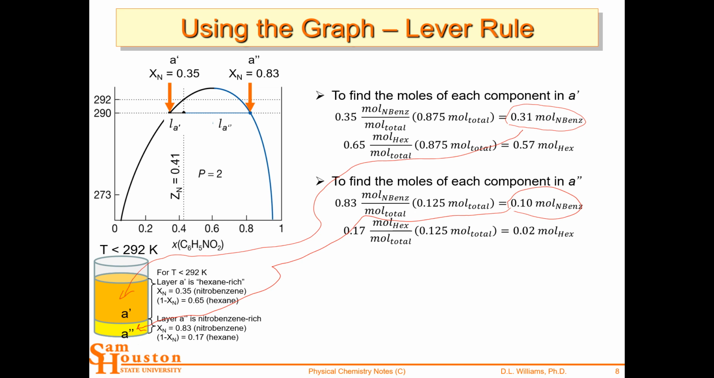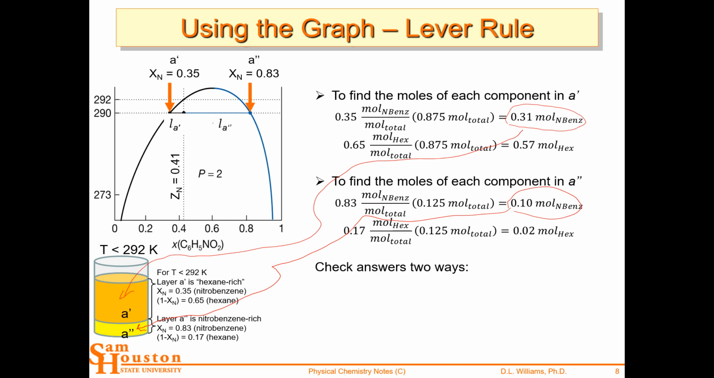And so we've got a partitioning here that's not really that great. It's only 83 to 35. The nitrobenzene is 83% in this layer, 35% in that layer. You'd really like it to be better. You'd like it to be 90 and 10. So you get a really big split, and that would be a more efficient extraction.